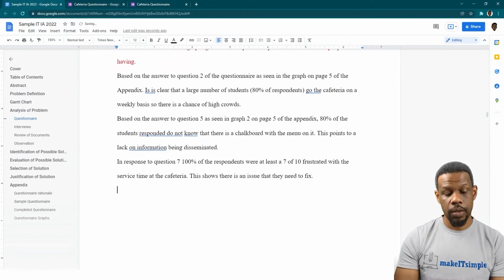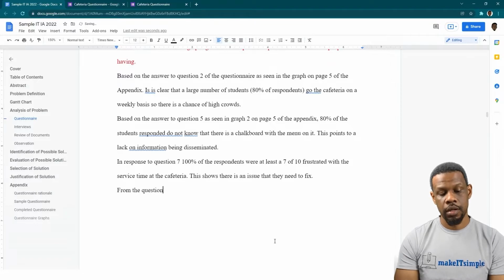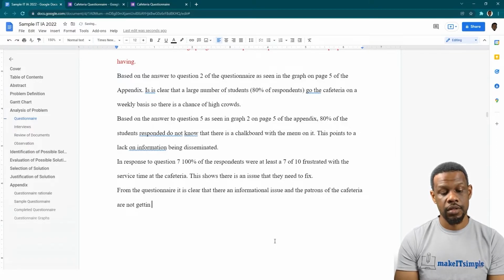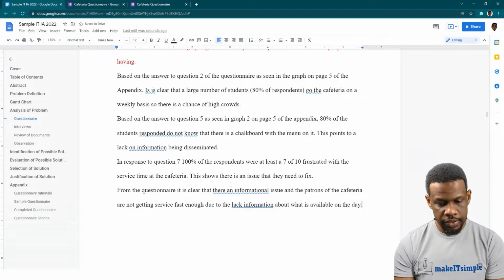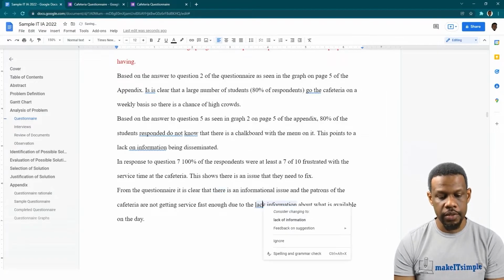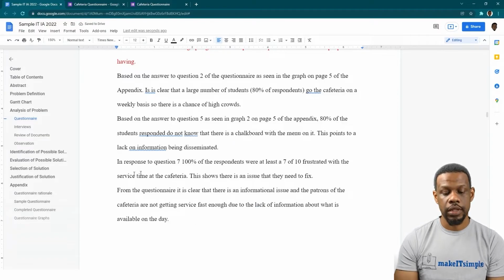So you could say now, from the questionnaire, it is clear that there is an informational issue and the patrons of the cafeteria are not getting service fast enough due to the lack of information about what is available on the day. Alright, what is this? There is an informational problem due to the lack of information. Right. So now we have 3 paragraphs that clearly show that there is an issue.